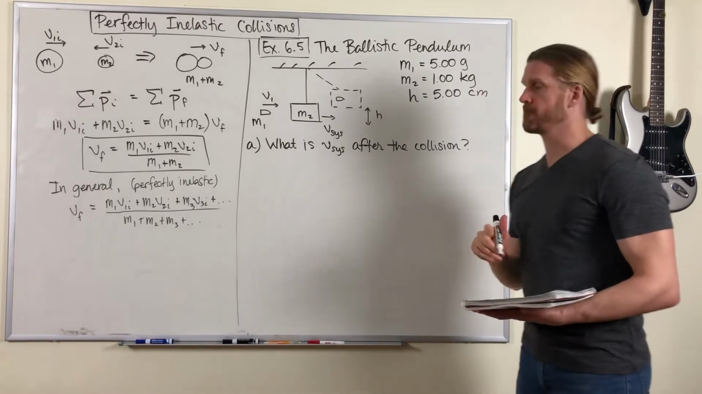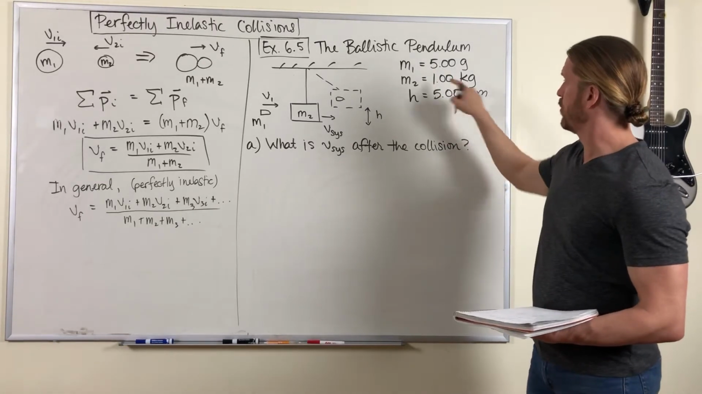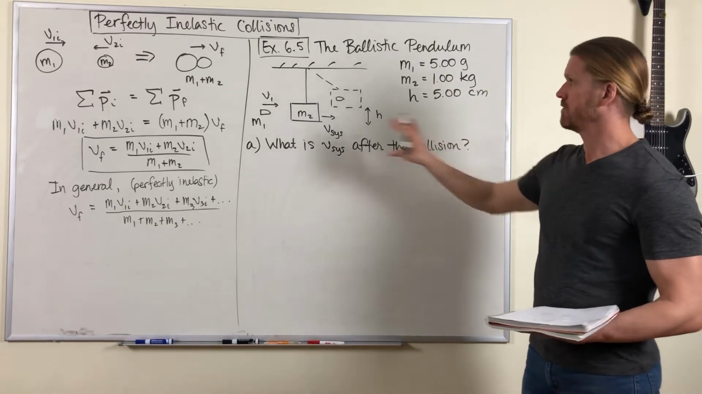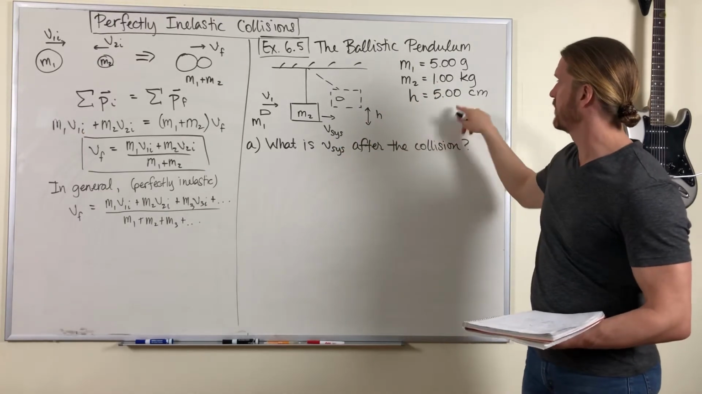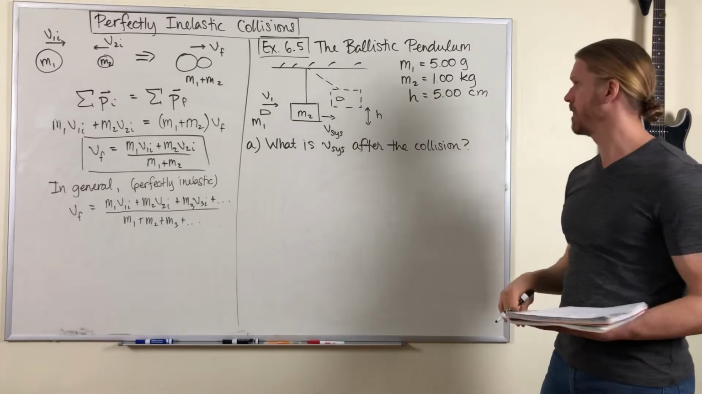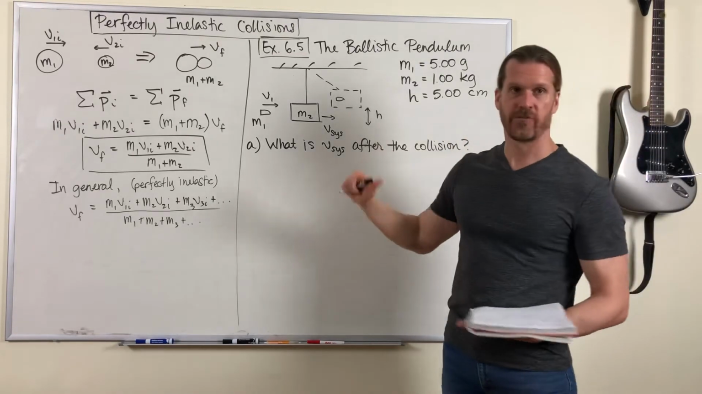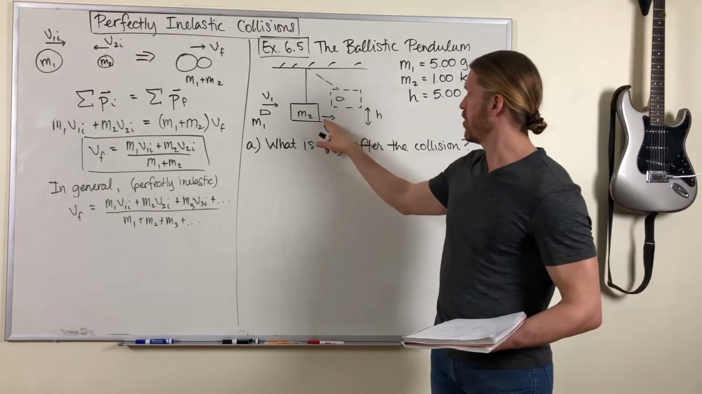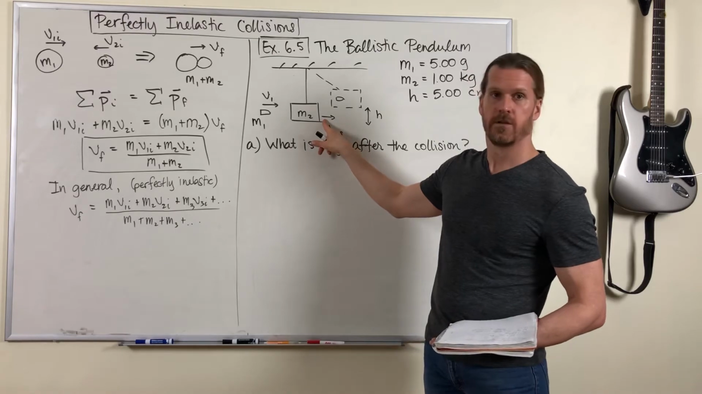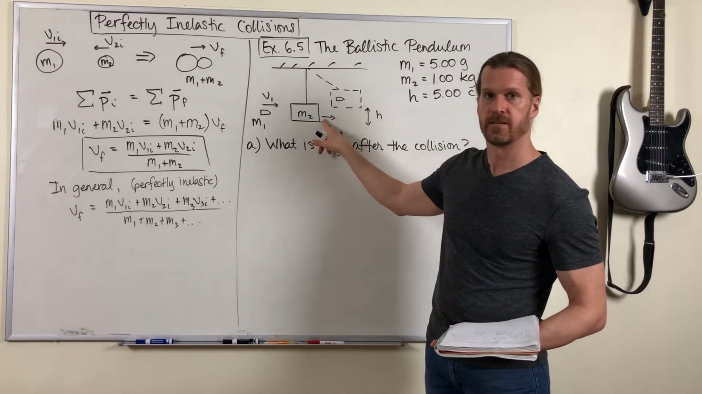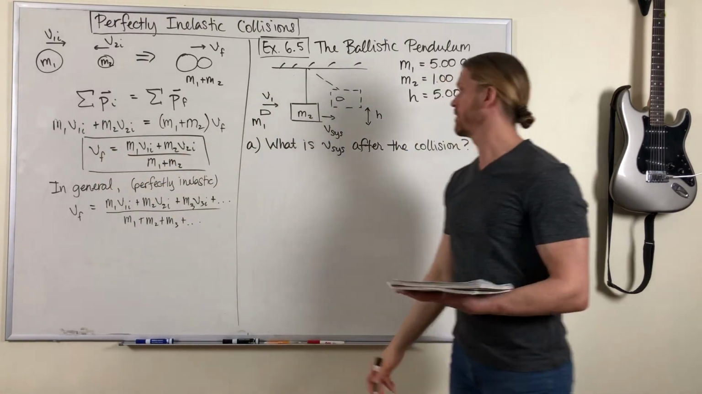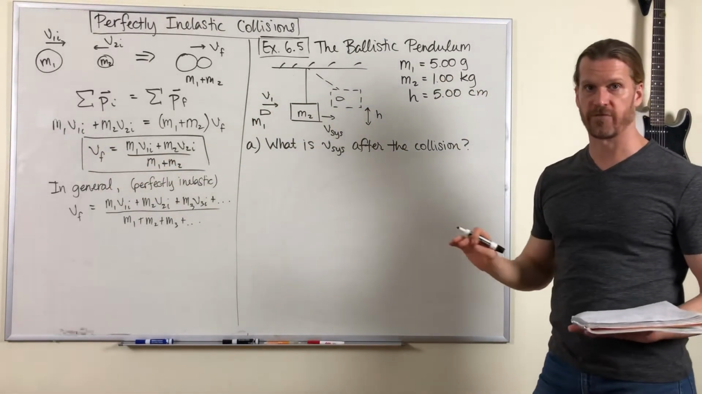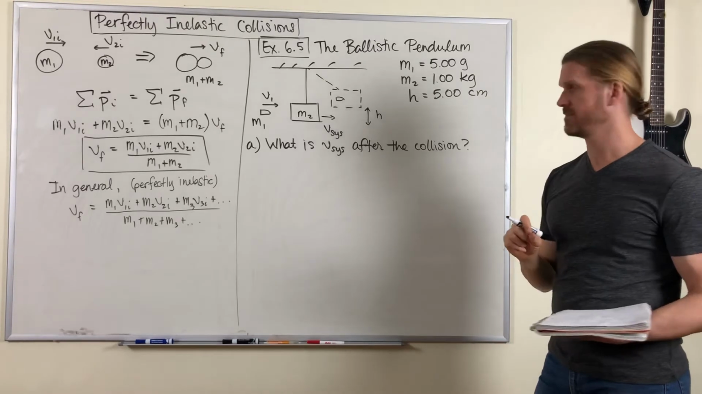So let's do that. We have a 5-gram bullet, a 1 kilogram block. We perform this experiment. We measure that the block rises 5 centimeters. So the first step is to figure out what that speed was immediately after the collision. We can do that with conservation of energy.